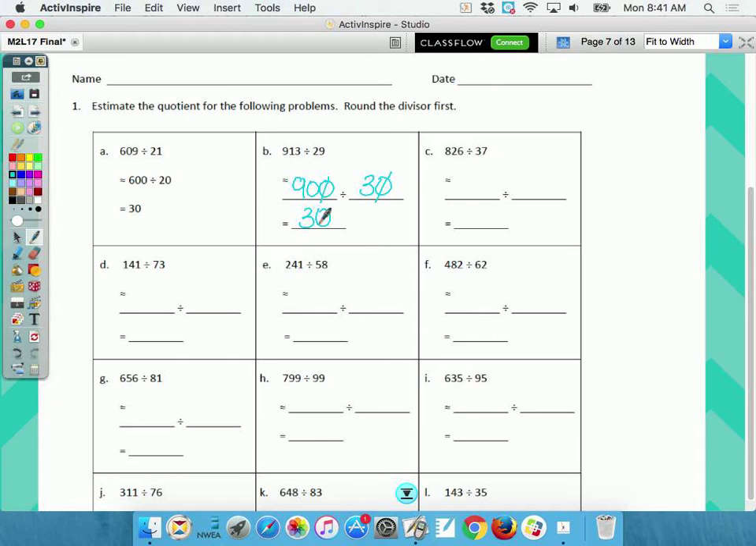So C, round 37 to what? 40. Okay, and that would be 830. Don't round to 83. That won't work. 84 or 80? I like 80 better because I can do it in my head. So 80 would be 800 divided by 40. And 20 is 20.